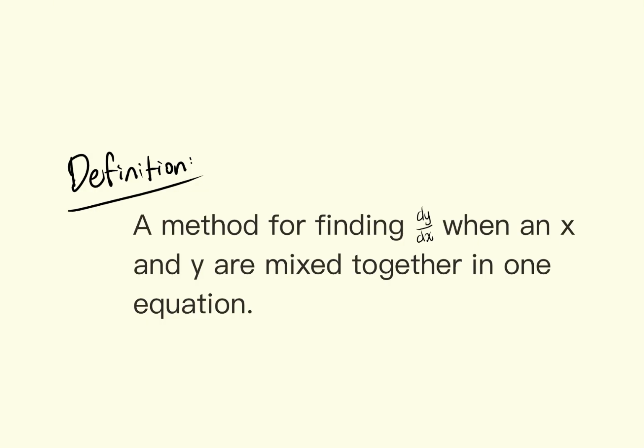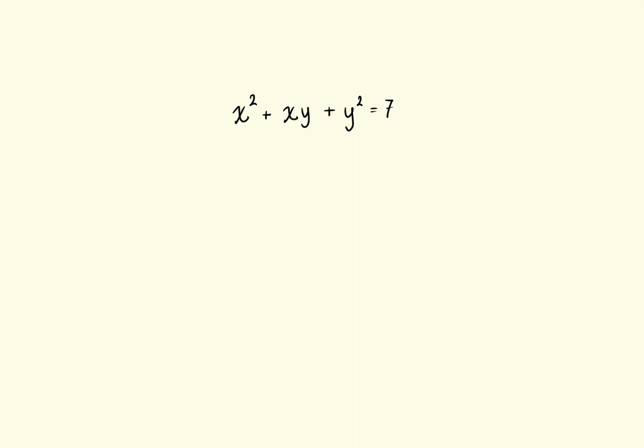What is implicit differentiation? It's a method for finding dy by dx when x and y are mixed together in one equation. Let's go through a few problems to demonstrate the technique. In order to differentiate this equation here, let's differentiate both sides with respect to x. So we get d over dx of x squared plus d over dx of x times y plus d over dx of y squared equals d over dx of 7.